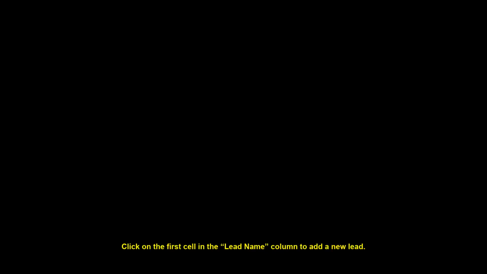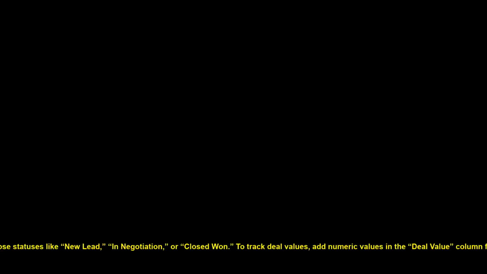Click on the first cell in the lead name column to add a new lead. Fill in the details of the lead such as their name, contact information, and company. Next, set the current status of each lead using the drop-down menu in the status column. You can choose statuses like new lead, in negotiation, or closed won.